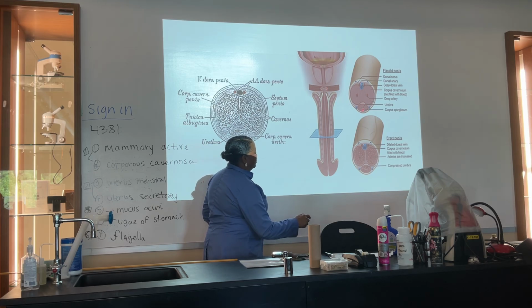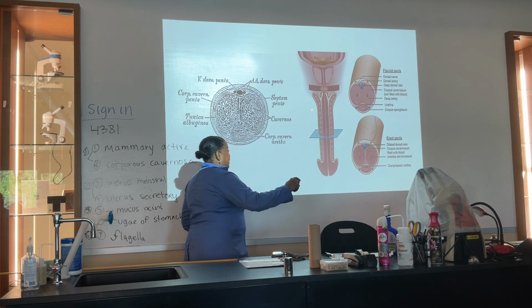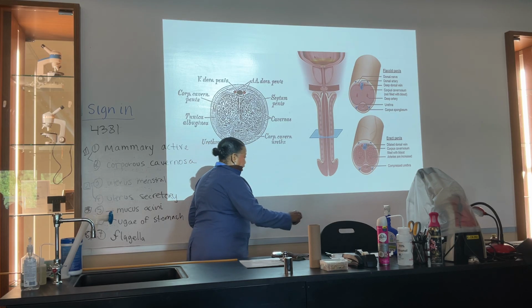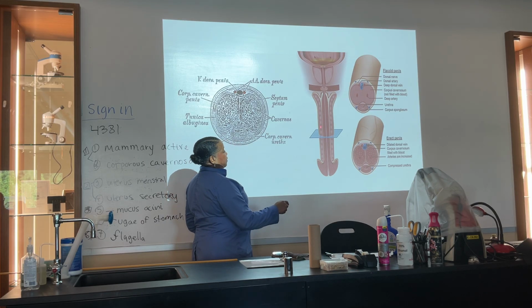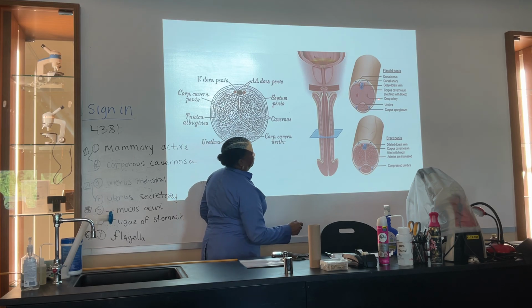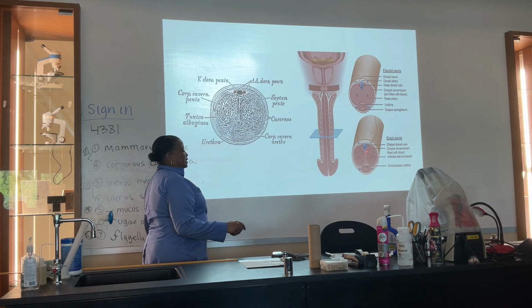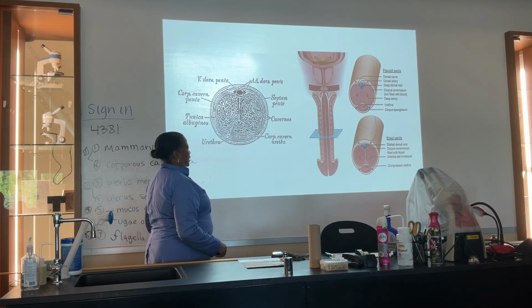So there's the urethra. And then laterally, you have paired structures here and here, the corpora cavernosa. And those are here, all right? And there is a median septum between them, okay?